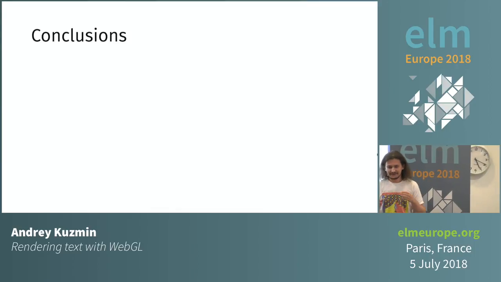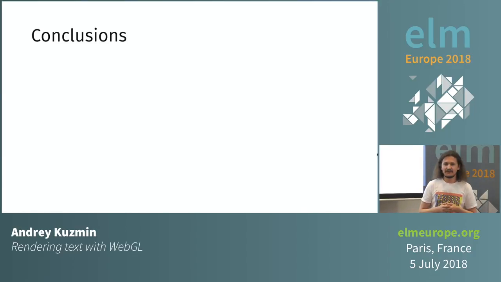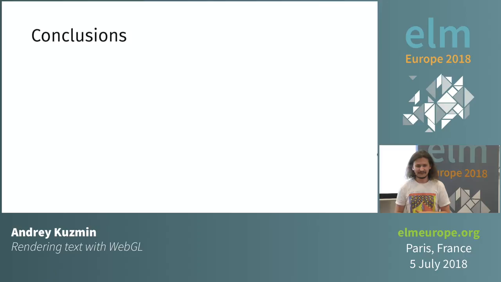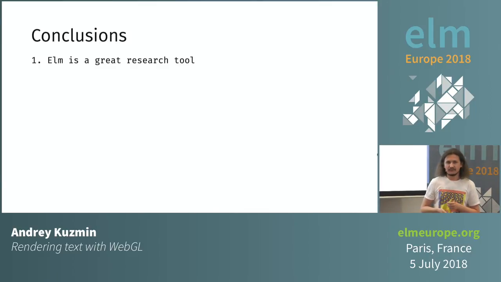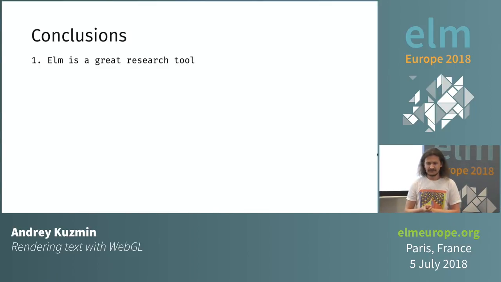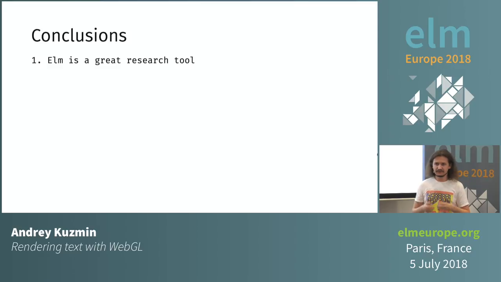So here you saw that we went from a very naive approach of rendering text as code to a less naive implementation of rendering real fonts. So one learning from this is that Elm is a very great research tool. It is very powerful, and the compiler saves you a lot of time, time you can spend on focusing to explore new domains. In this case, I had to learn about the structure of the font format and what has to be done, what are the data dependencies between different steps of the font rendering pipeline.